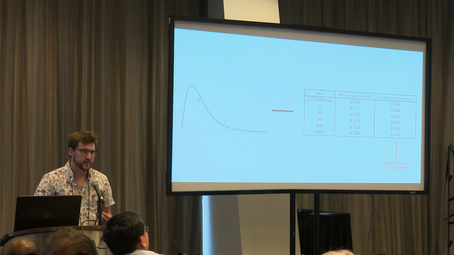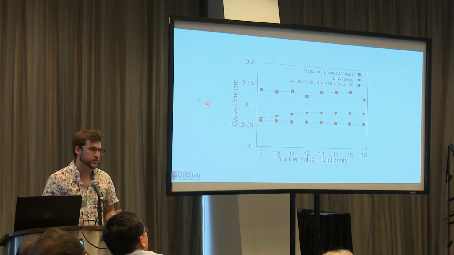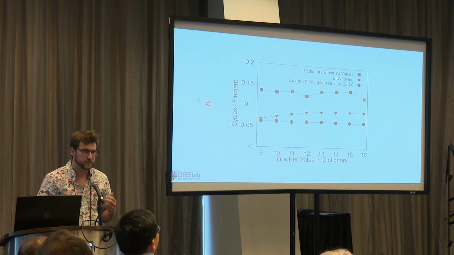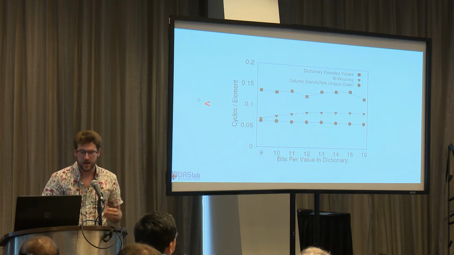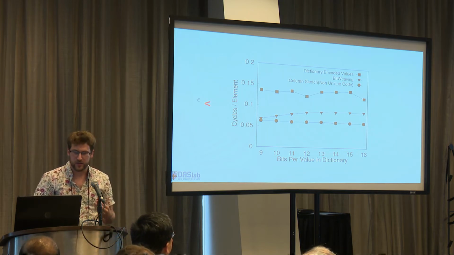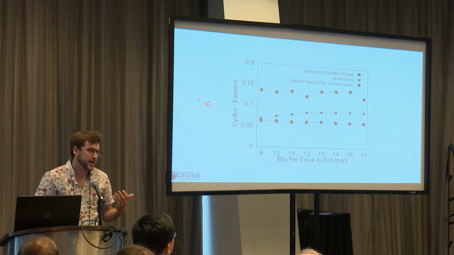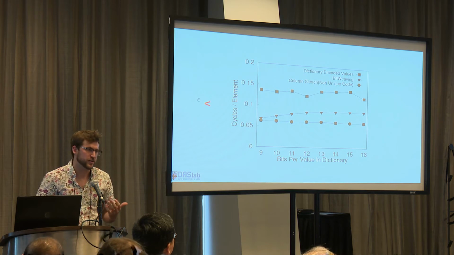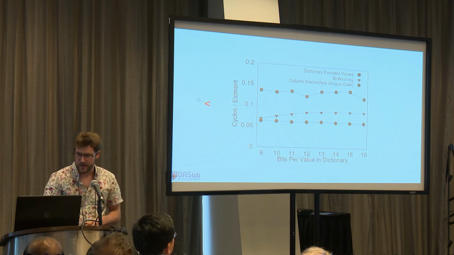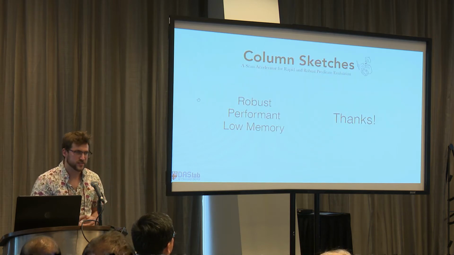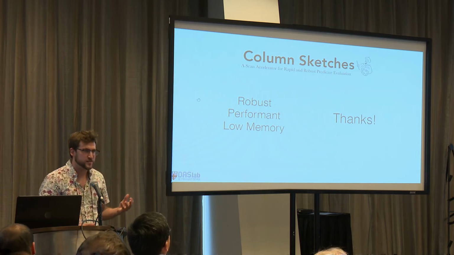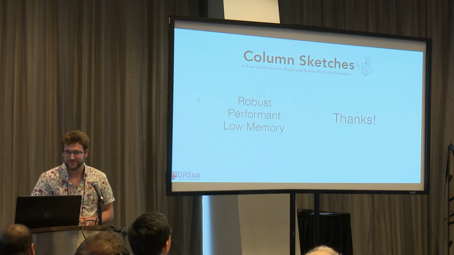And the final thing is basically just a sanity check that we want to do variable length string data or dictionary encoded string data. And these graphs look basically identical. Column sketches are still about 40% faster, and they're now about 3 times faster than the dictionary encoded data. Thank you. So this is column sketches. It's robust, performant, and low memory.